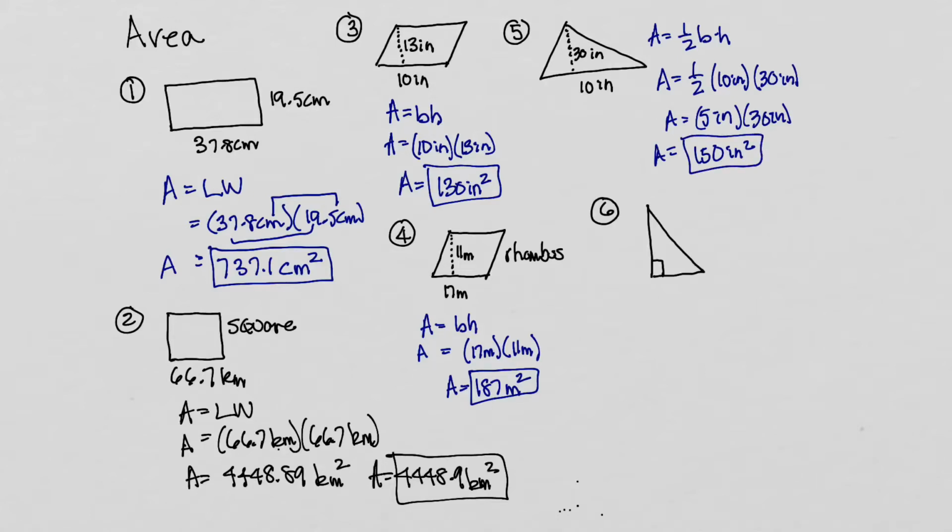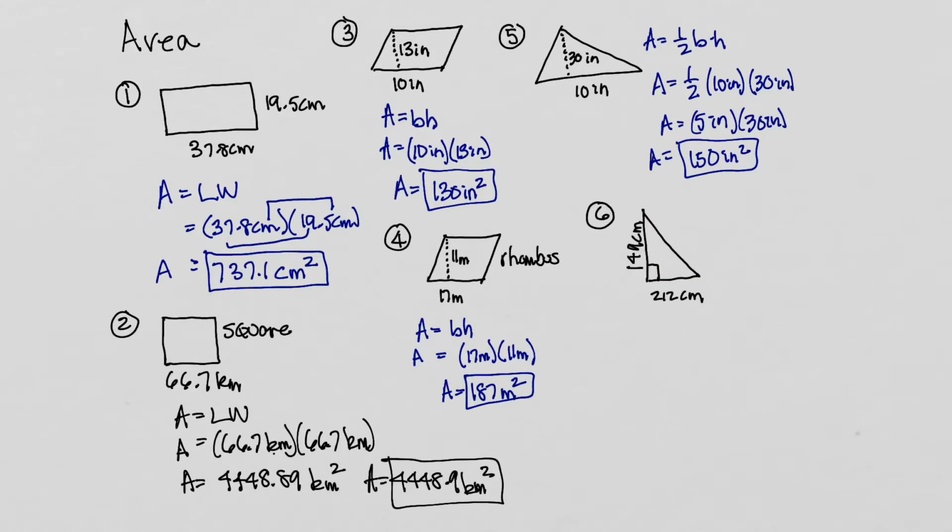In number 6, we're given a right triangle. Right triangle meaning we have a triangle with a 90-degree angle here. And we're given that the measures of the legs, here's the legs, are these numbers. So we have a triangle. Now, if it's a right triangle or any triangle, it doesn't matter. The area formula for the area of a triangle is area is 1/2 base times height. So we're going to get 1/2 the base, which is 212 centimeters, times the height, which is 149 centimeters.